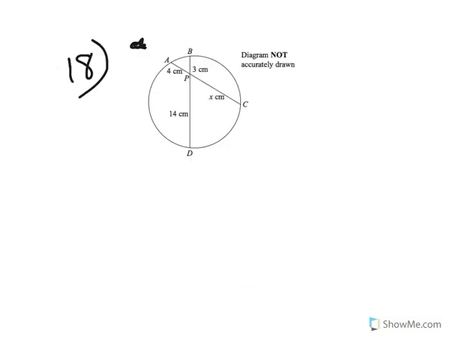Okay, question 18, we're given a circle with 2 chords, and we're given the specific lengths, which are on the diagram, and they're asking you to calculate the value of x, which is this over here.